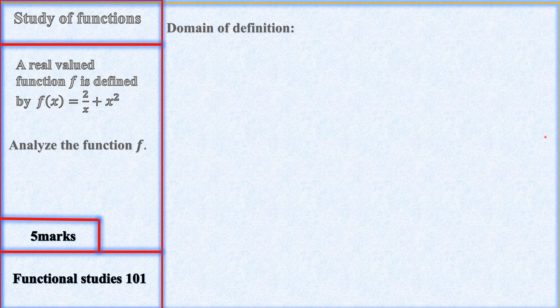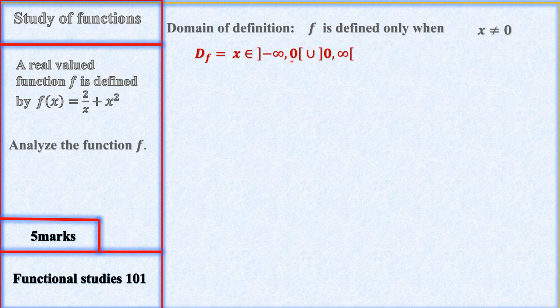We know that the function is defined only when this denominator is not 0, right? So f is defined when x is different from 0. So our domain of definition will include the set of all real numbers excluding x equals 0. So all values from negative infinity to the left of 0 and from 0 to positive infinity, the right of 0 to positive infinity, that's the domain of definition in interval notation.